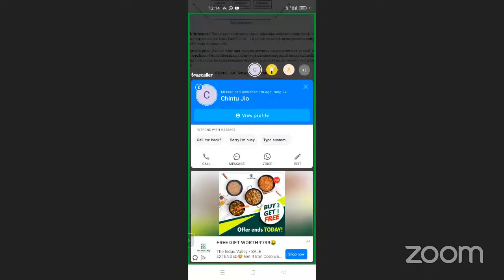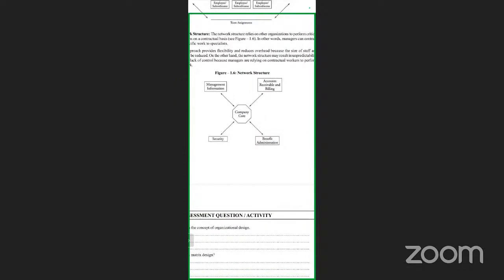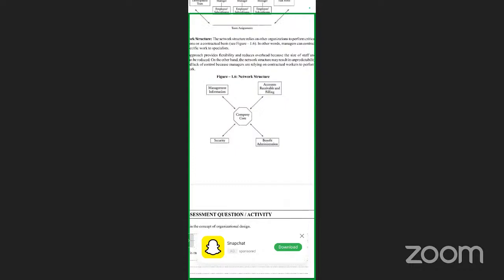It includes management information, accounts receivables and billing, company costs, security, benefits administrations, etc.